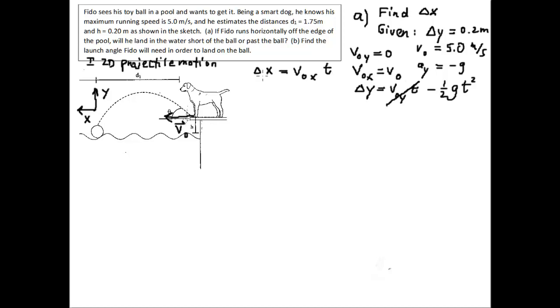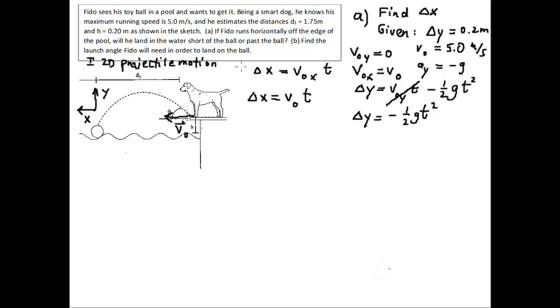So now let's use those two pieces of information to rewrite our equation. Delta x is v0 times t, right? Because v0x is v0. Delta y is now just negative 1/2 g t squared. All right, so here's the strategy. We've got our equations, and now we're in the execute part.